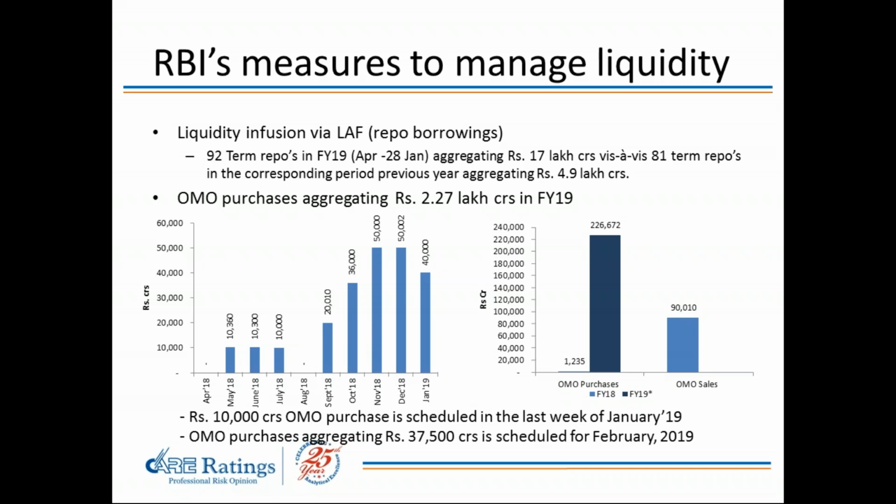Since September 2018, RBI has undertaken OMO purchases worth rupees 1.96 lakh crores. Despite this liquidity infusion via OMO purchases, the overall liquidity in the banking system has been pressured for the 16th consecutive week. RBI has announced that it will undertake OMO purchases worth rupees 37,500 crores in the month of February. RBI has indicated that they will continue with the OMOs till March 2019.